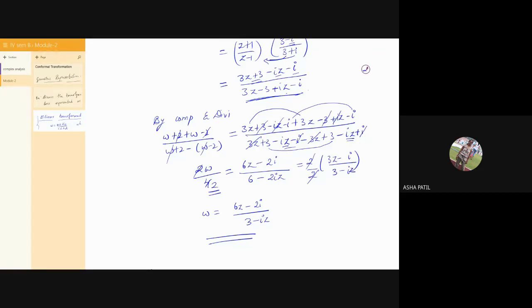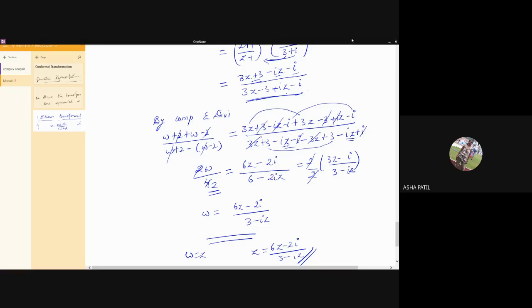I think we are out of time. Try to find the invariant points here at home. Just put w equal to z. That means you'll be getting z equal to (6z minus 2i) divided by (3 minus iz). Solve this quadratic equation and try to get the invariant points. We'll stop here.